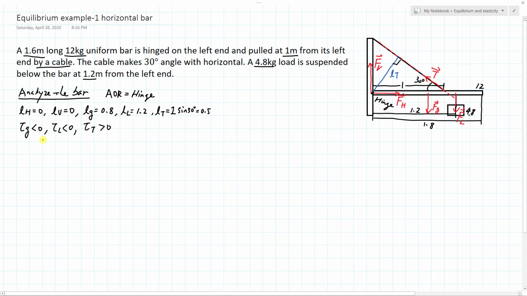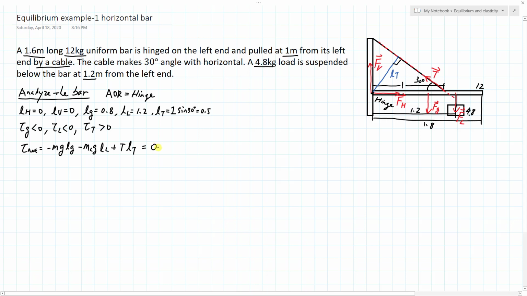That traces a counterclockwise rotation. Okay, so let's put the equilibrium together in rotation. The net torque is gravity's torque, minus mg times lg, then minus the mass of the load times g times the lever arm of the load, then plus the tension force times the lever arm of tension, and that is equal to 0.